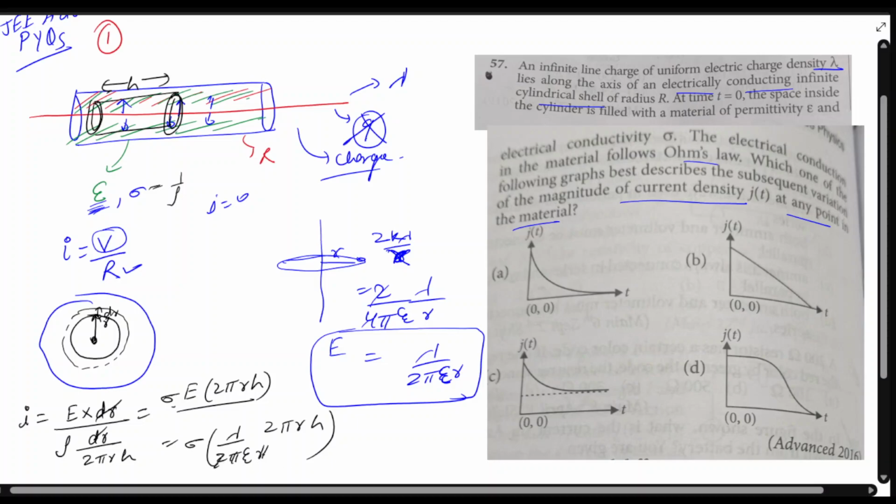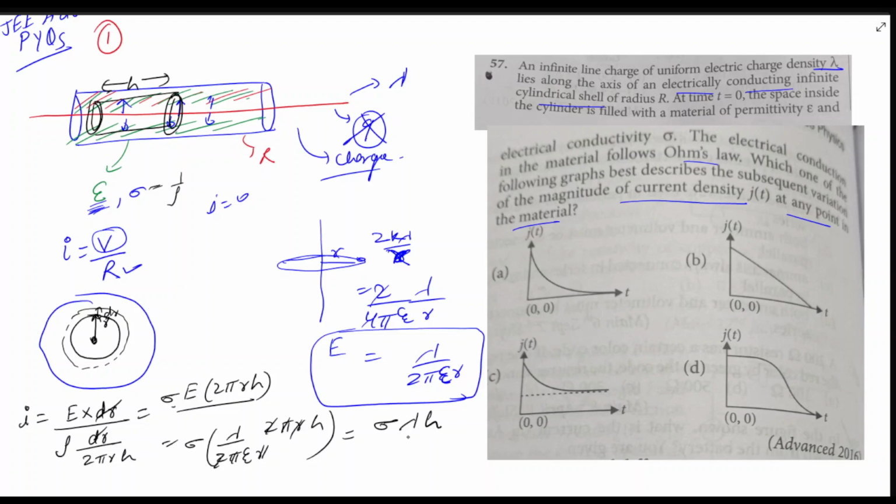So 2 pi r will get cancelled. So we'll simply have rho sigma lambda h by epsilon. Okay, so this is our current. Now you will say, sir, it is constant. Look, lambda is constant, h is constant, sigma is constant, E is constant, right?